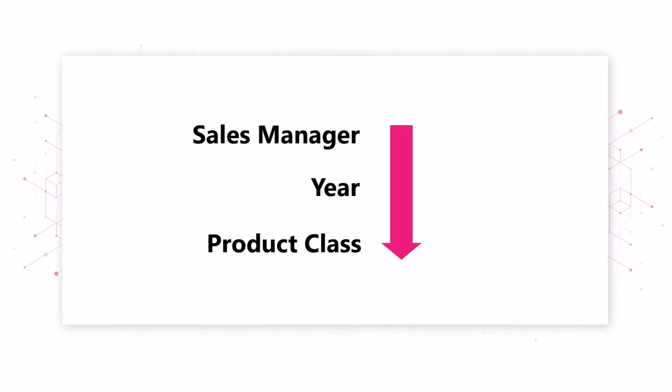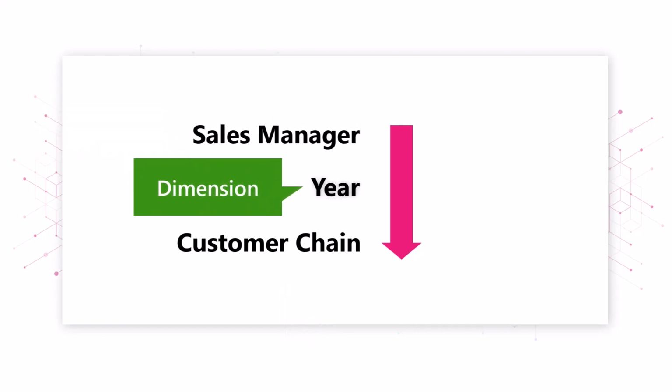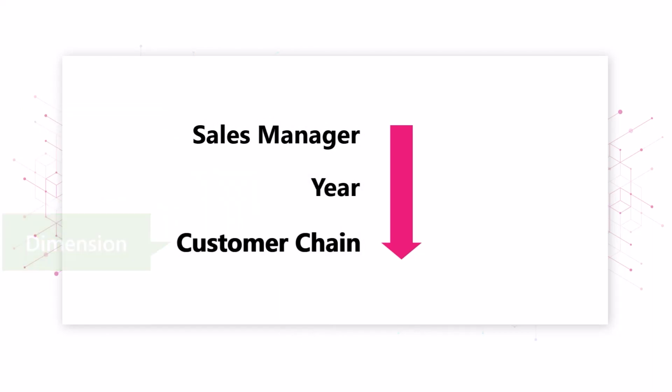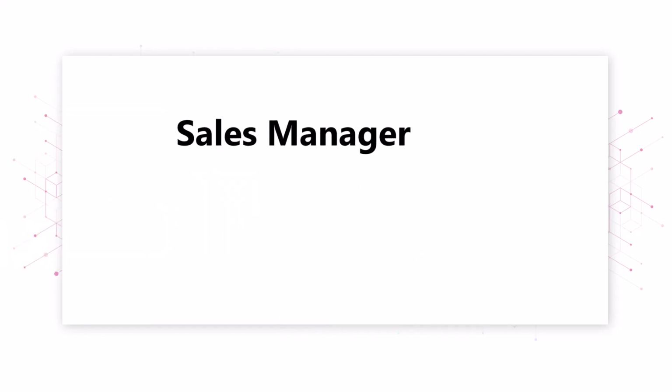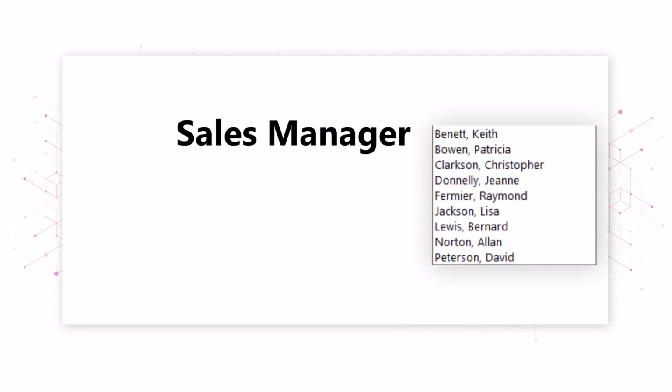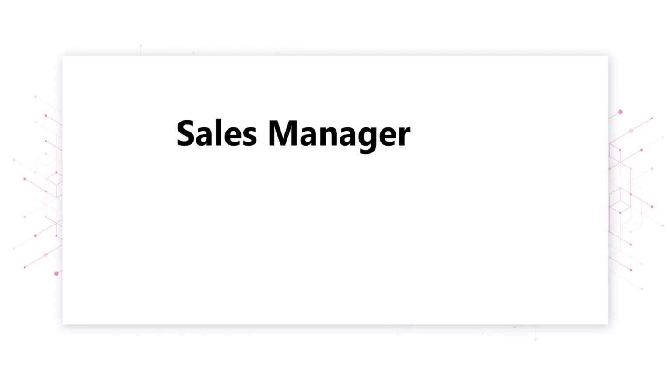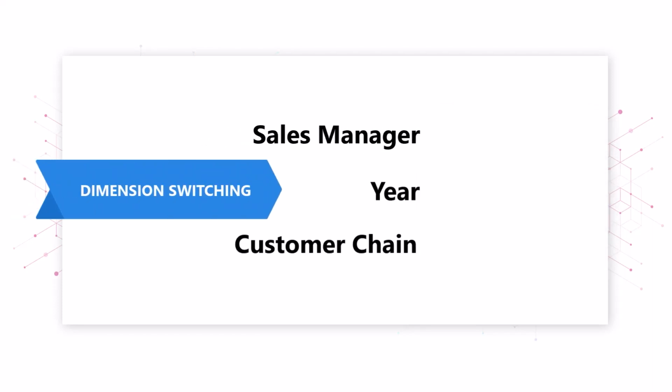If you want to change a query, also called a dive, to get a different angle on your data, you can, again by simply pointing and clicking. We call these collections of data dimensions. For example, the dimension Sales Manager contains the names of the 9 sales managers in the company. We call the changing of dimensions dimension switching.